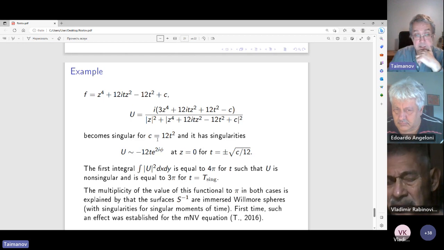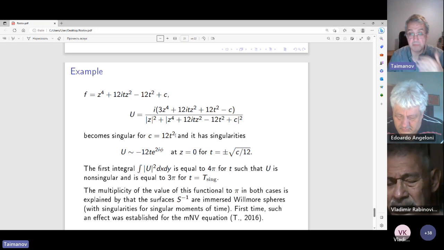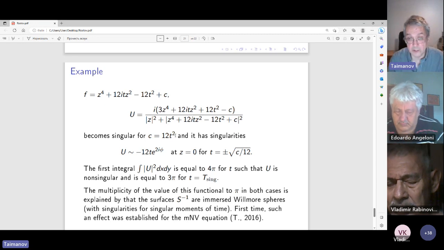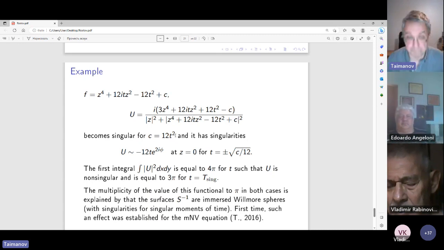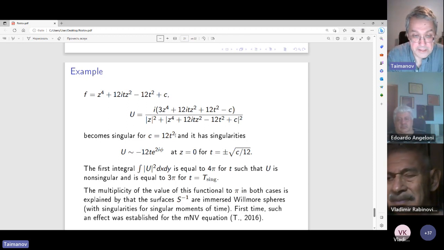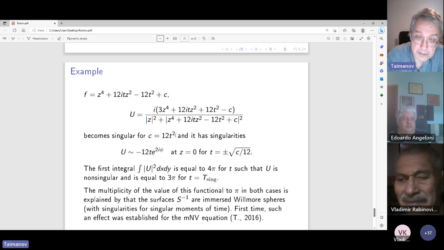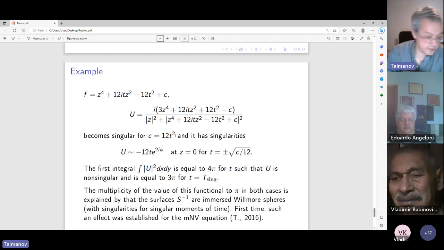Notice that if c is real-valued, that's possible. If c is imaginary, then there is no singularity. So these singularities are not stable with respect to small variations of the initial data. They're not stable, so probably they're not of very important physical meaning. And now, what happens? Why do these singularities appear? What is the physical meaning of these singularities?